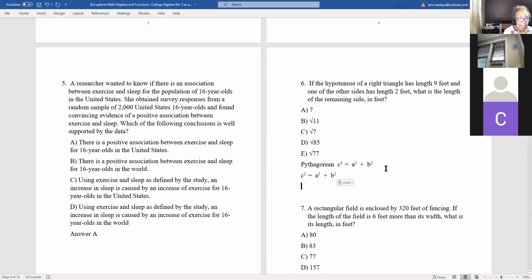Now, what is C? 9 squared. Okay, so where you have a C, put a 9. All right. One of the sides has a length of 2. It doesn't matter which one. We can put it A or B. So let's put 2 here.